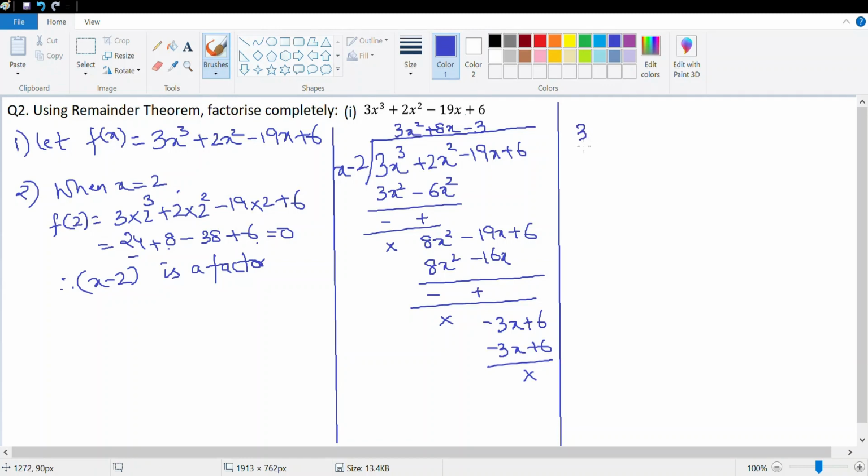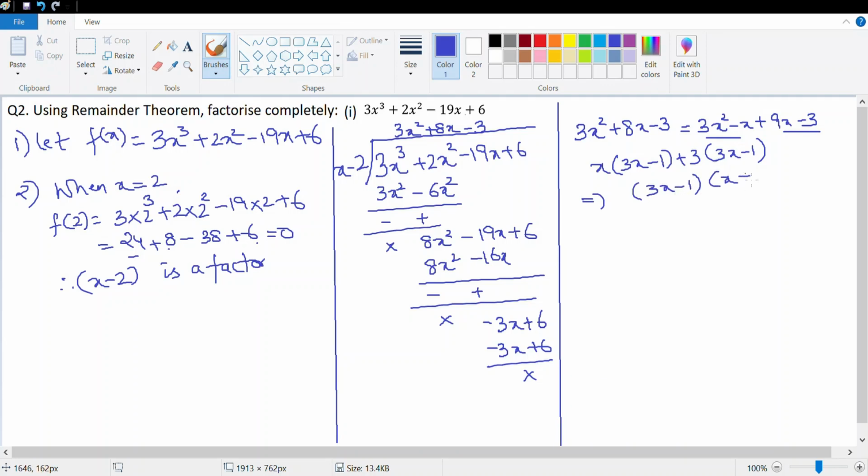So what we have is 3x squared plus 8x minus 3. If I can factorize by splitting the middle term, I need to find factors of negative 9, the sum of which would be plus 8. So that would be 3x squared minus x plus 9x minus 3. Grouping it the way I have underlined, x times 3x minus 1 plus 3 times 3x minus 1. So this is equal to 3x minus 1 multiplied with x plus 3. So we've been able to factorize it completely.